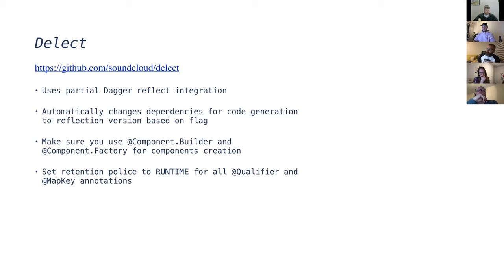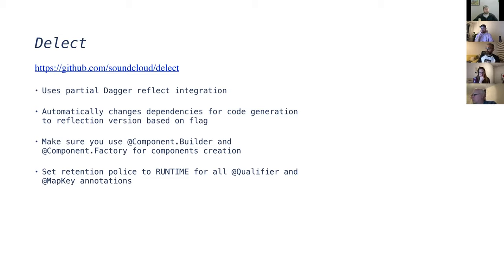And I'm not going to do this by hand. There is actually a section in Dagger Reflect on how you need to modify your build Gradle, and how to do the smart things depending on whether it's a debug build variant or a production release. But there is actually a Gradle plugin as well, called Dilect, from SoundCloud. And this will do it for you automatically. It actually uses the partial Dagger Reflect integration. It will on the fly change dependencies for debug or for release build.